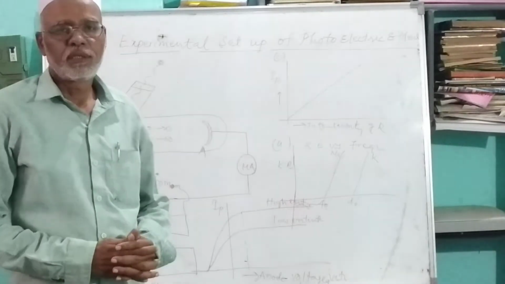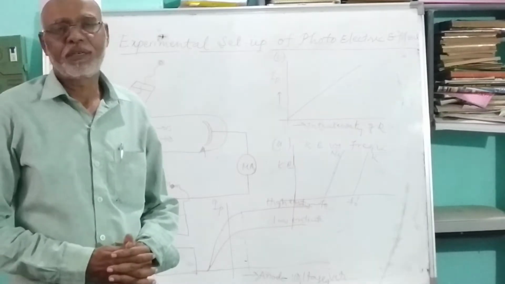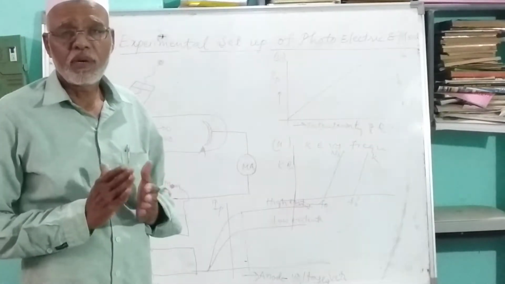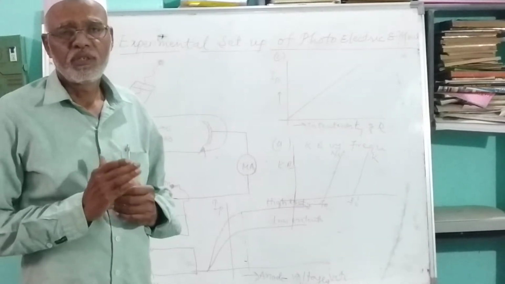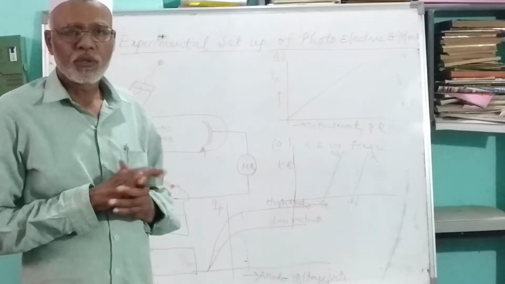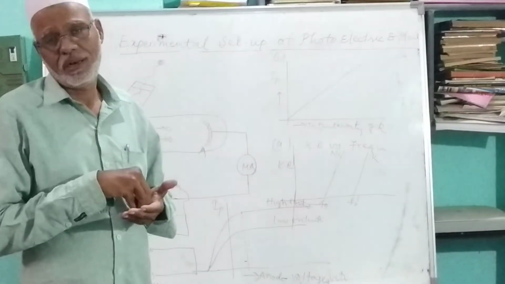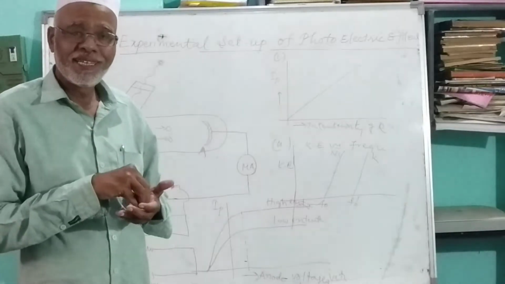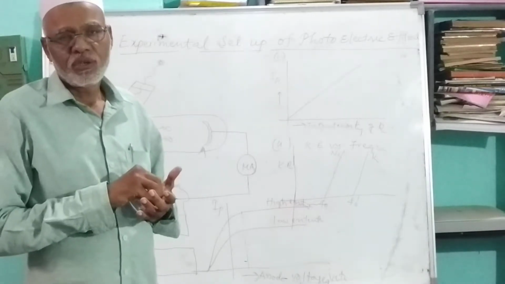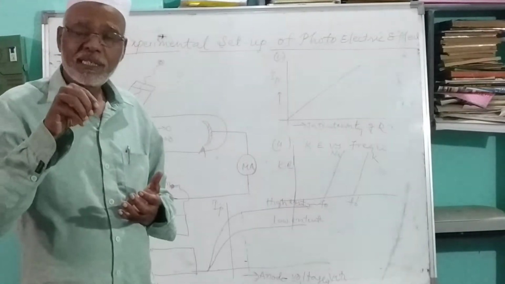In the last class, I discussed what the photoelectric effect is. It is the phenomenon in which electrons are liberated from the surface of certain metals when light of suitable wavelength is incident on it. Here is some important terminology you have to be familiar with. When a suitable wavelength is incident on certain material, what do you mean by that?